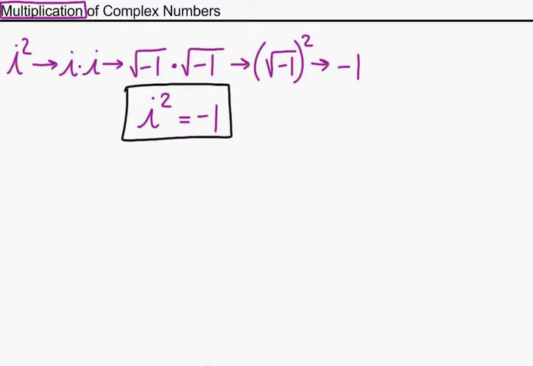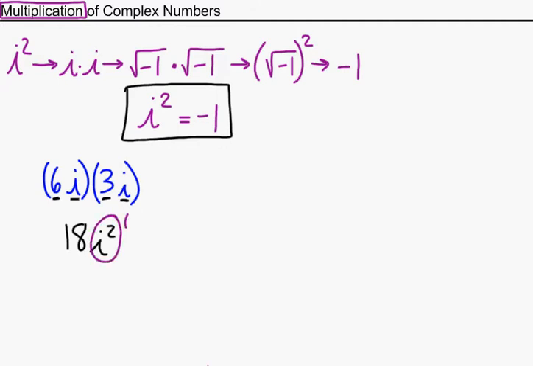So if we look at a problem of multiplication of complex numbers, something very simple, like 6i times 3i, we want to go ahead and multiply the real portions together. 6 times 3 is going to give me 18. When I multiply i times i, I get i squared. And we know from above that whenever I have i squared, it's really just the same thing as negative 1. So essentially I have 18 times negative 1, which is negative 18, a real number.